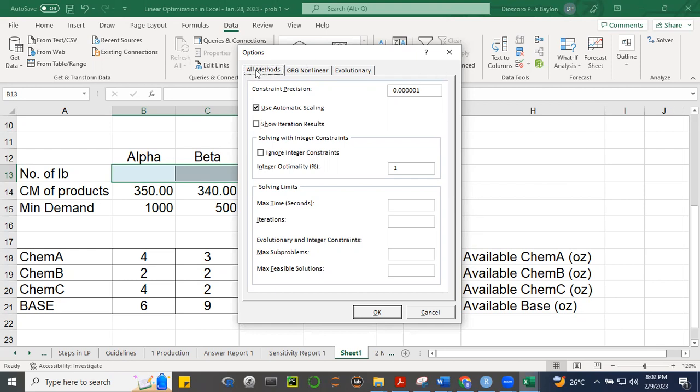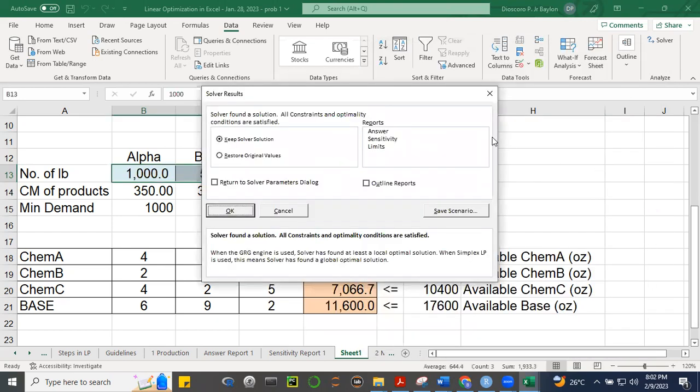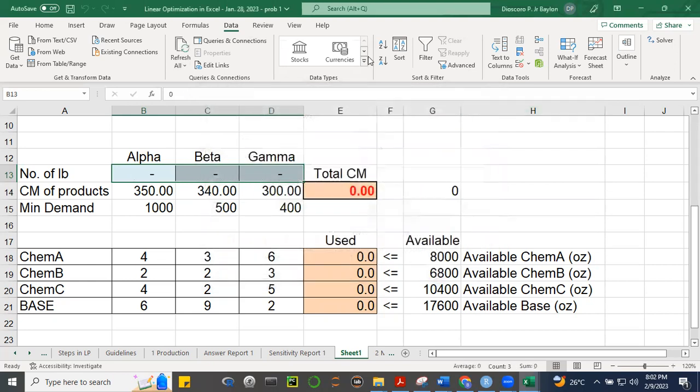Okay? So, tinanggal ko itong show iteration results and okay. And then, when you solve this, lalabas to, no? On the right side, you have your answer and sensitivity reports. I-click nyo lang yan. Click then okay. Alright? So, hindi ko na i-generate yan kasi na-generate ko na. Alright. Did that answer your question?